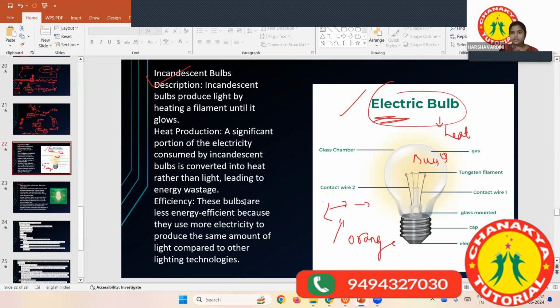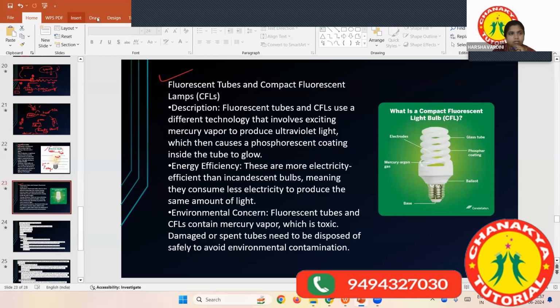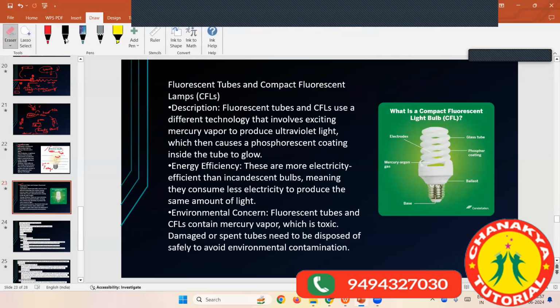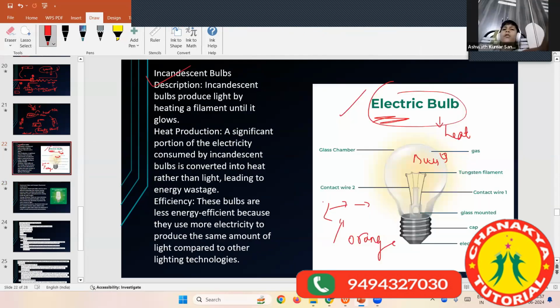If you see the structure of an electric bulb, they have a glass chamber, contact wires, a glass mount, a cap, an electrical contact, gas, and a tungsten filament. Ma'am, what gas is filled inside the bulb? Argon. Correct. Inert gases.